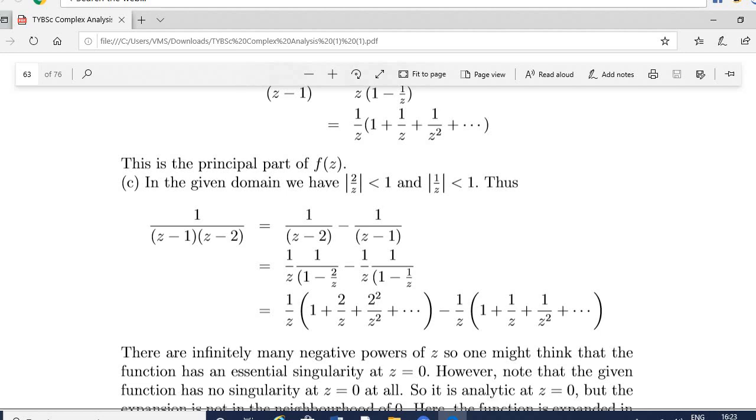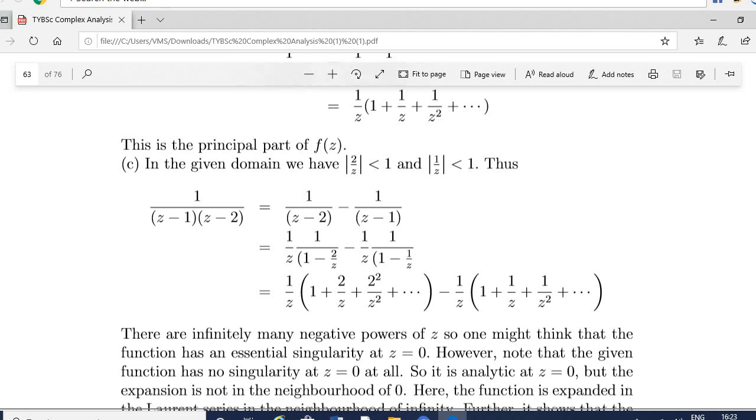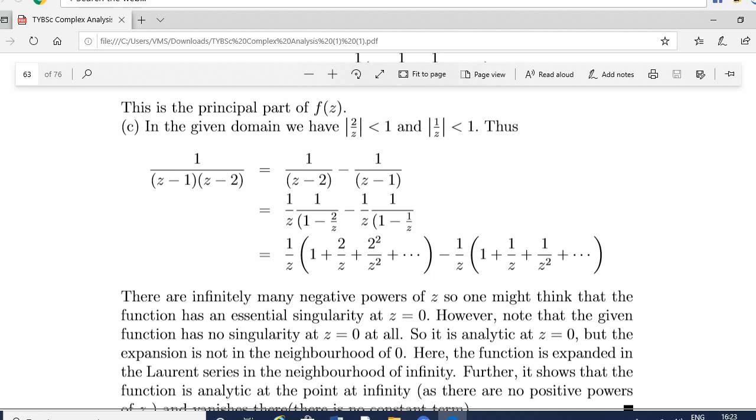Why is this done like this? Because mod of 2 by z is less than 1 and mod of 1 by z is less than 1, and we want to use geometric progression. So now 1 by z times 1 upon 1 minus 2 by z can be written as 1 plus 2 by z plus 2 square by z square and so on. Minus 1 by z times 1 plus 1 by z and so on.